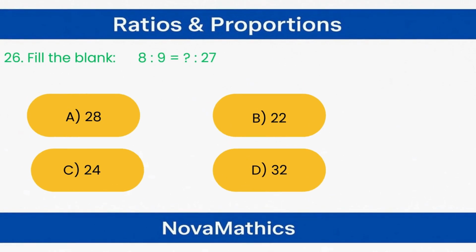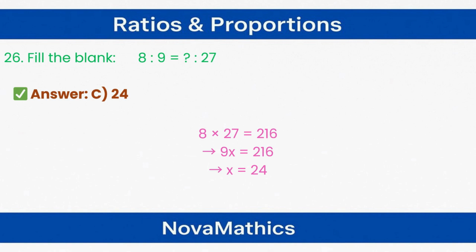26. Fill the blank. 8 to 9 equals what to 27? Correct answer is 24. 8 times 27 is 216. Divide by 9. X is 24.